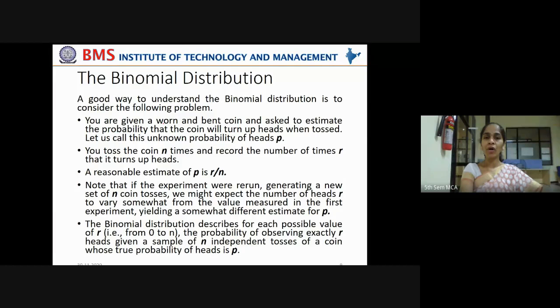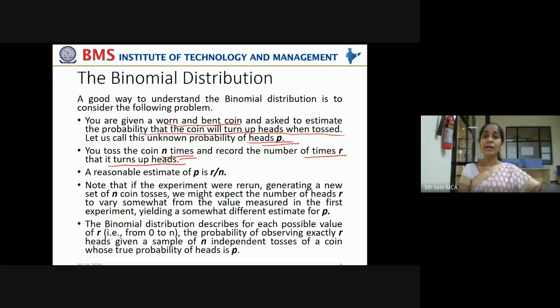Now you are given a worn and bent coin and asked to estimate the probability that the coin will turn up heads when tossed. Let us call this unknown probability of heads as P. Let us take the probability of getting heads in the coin toss with this unfair coin as P. Now you toss the coin n times. You repeat the coin toss n times and record the number of times R that it turns up head.